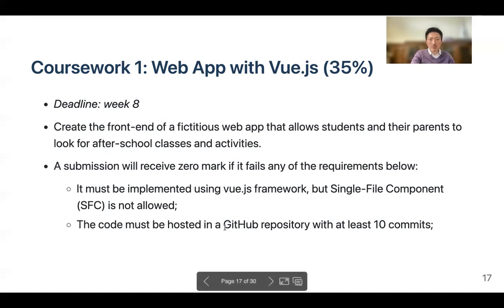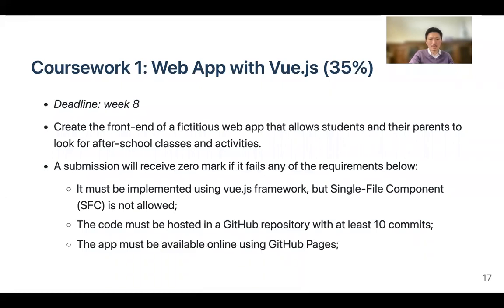Okay, and you must put it on a GitHub repository with at least 10 commits. So this just forces you to use GitHub. If you don't do that, you will get 0 marks for the coursework. Okay, and it must be available online using GitHub Pages. And so this essentially allows you to host your own website online. So that means your app is live on the web, so you can access it from anywhere, and anybody can.